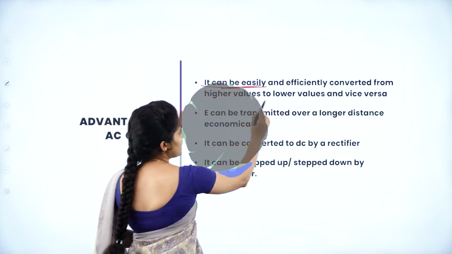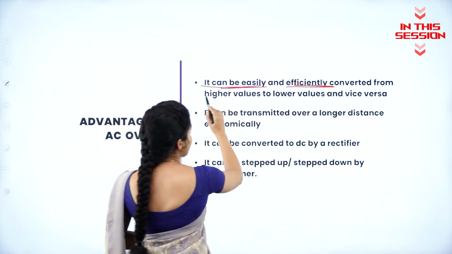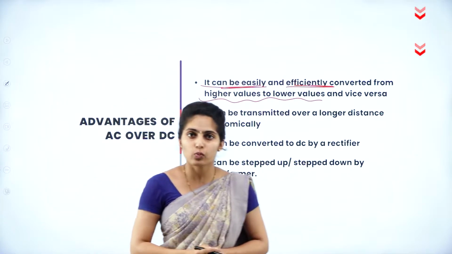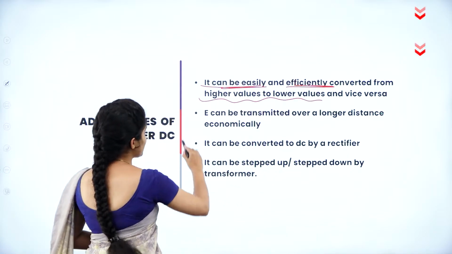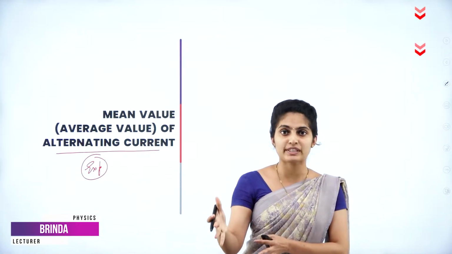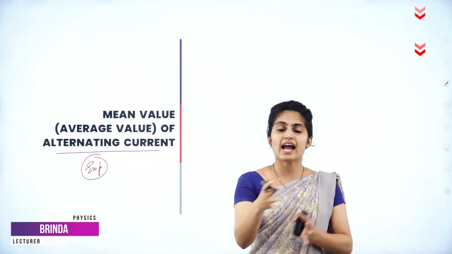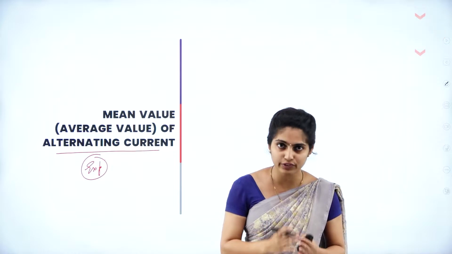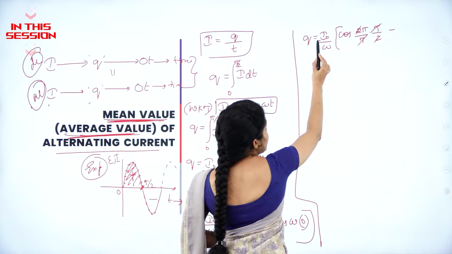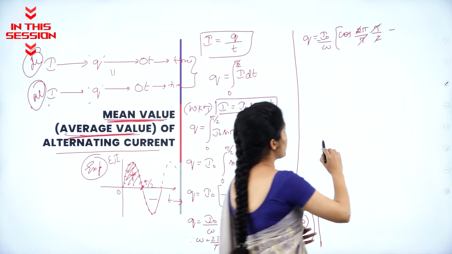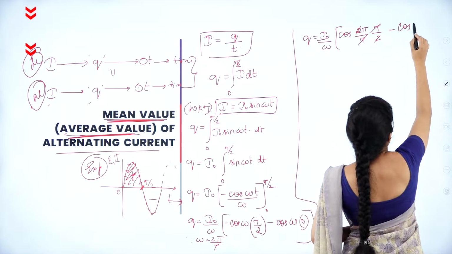It can be easily and efficiently converted from higher values to lower values and vice versa. That is one of the advantages of AC. Mean value means, if you have two currents, one is steady current, which is direct current, and the alternating current, which alternates regularly at certain intervals of time. Again, I have left out minus here, which I am including there. Again, I have minus cos omega 0. Omega into 0 is 0, so cos 0.